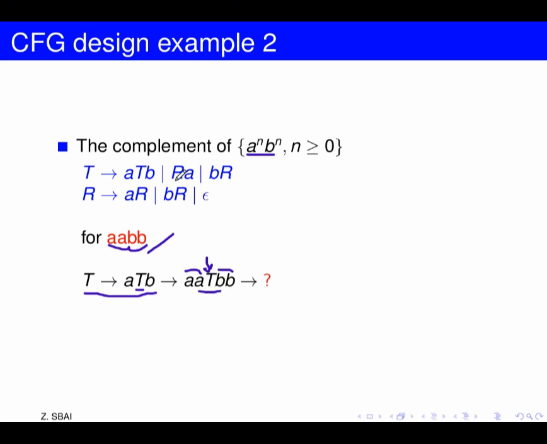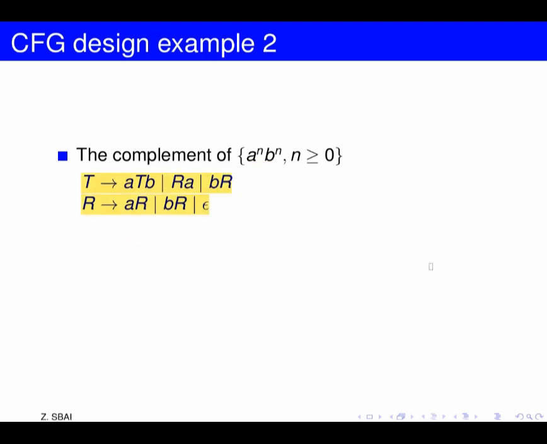Always we need here another a at the end of this string, or a b at the beginning of this string in the middle. So we cannot generate double a, double b. And same for all the strings in the form a to the n, b to the n. So this is a grammar that can generate all the strings that are not in the form a to the n, b to the n.